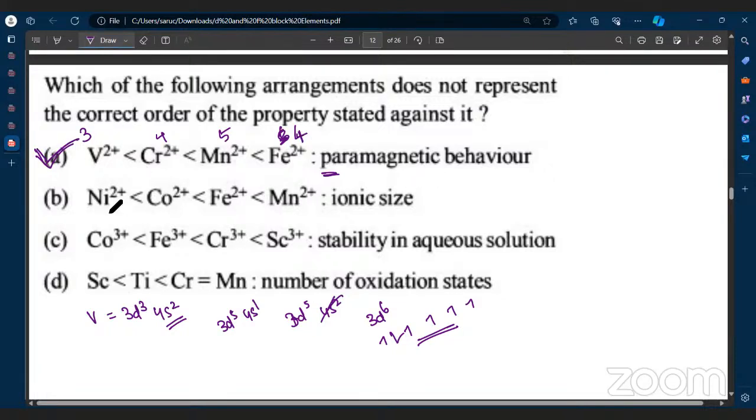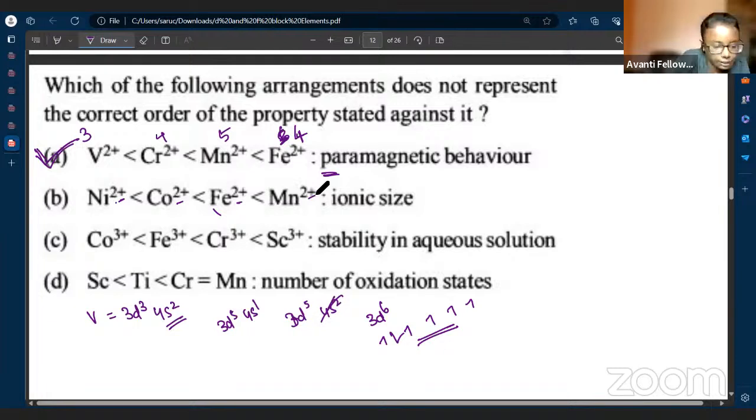Okay. So when you move to the oxidation state, for the same oxidation state, what happens to ionic size as the atomic number increases? The ionic size will decrease. It will be iron, cobalt, nickel, 26, 27, 28. So as the atomic number increases, the size decreases. So this is the correct order.